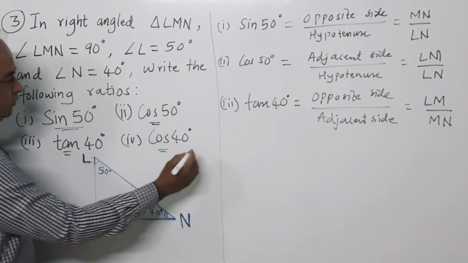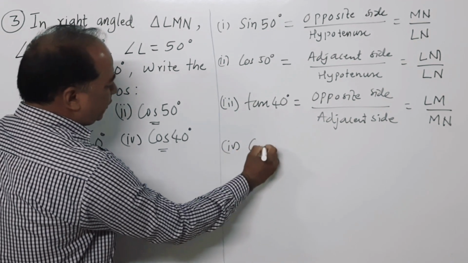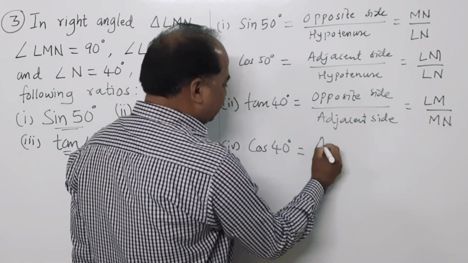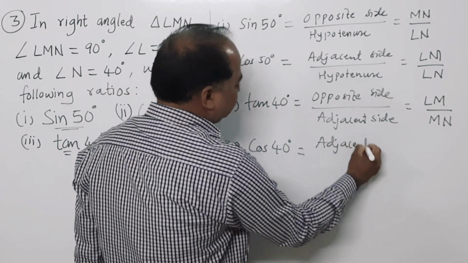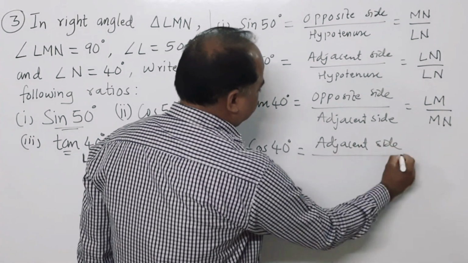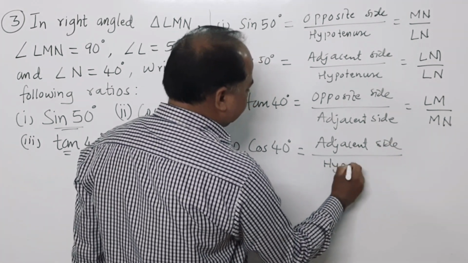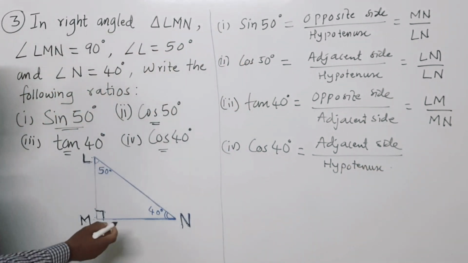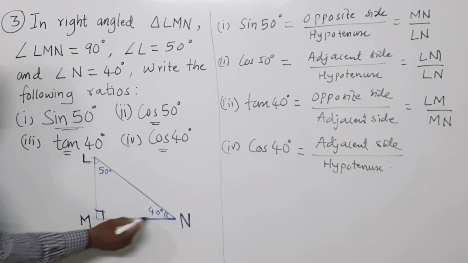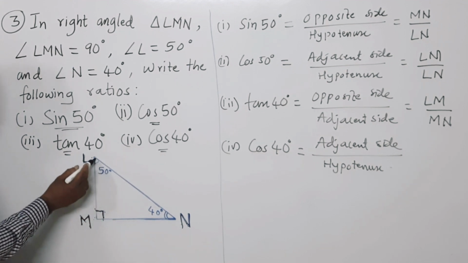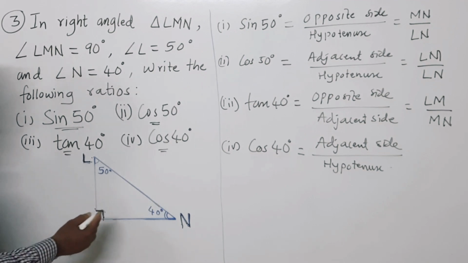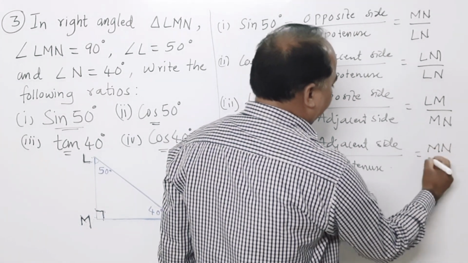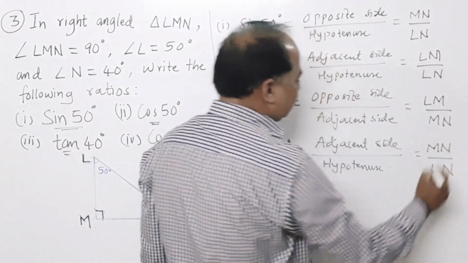Then last, cos 40. Cos 40 degrees is equal to adjacent side upon hypotenuse. So cos 40, the adjacent side to 40 degrees is MN, and the hypotenuse, the side opposite to 90 degrees, is LN. So cos 40 is MN upon hypotenuse LN.